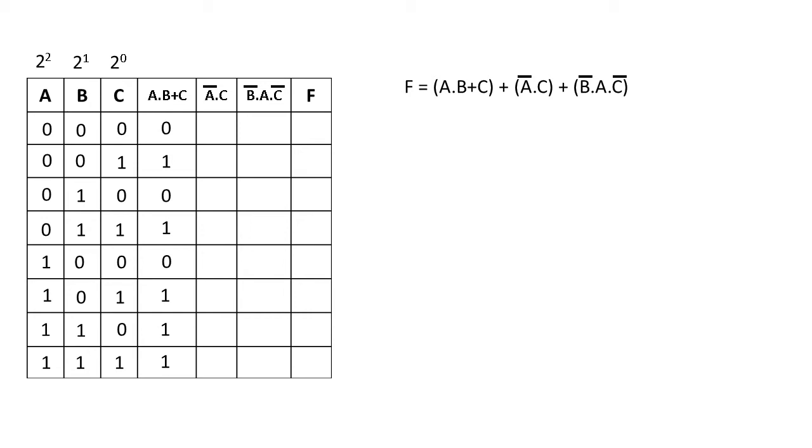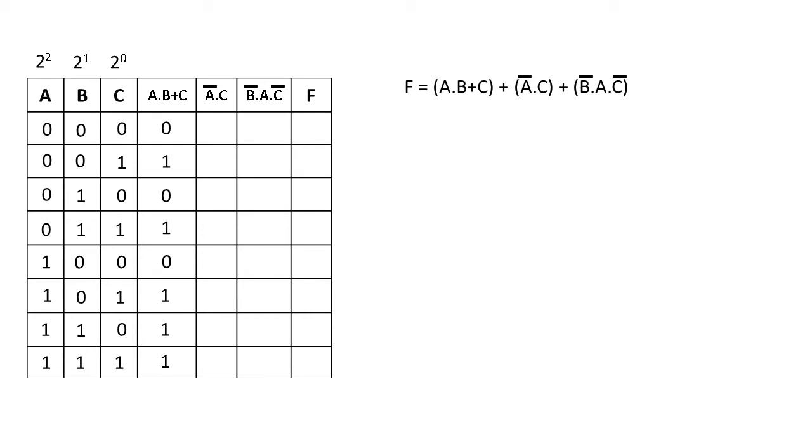Now move to the next column, that is a naught c. Why is this a naught c? We have already discussed this in the earlier videos. I must say that if you can't understand why the bar is given above the a, this means not a. So you should watch the logic gate and the K-map videos. All those videos you should watch.